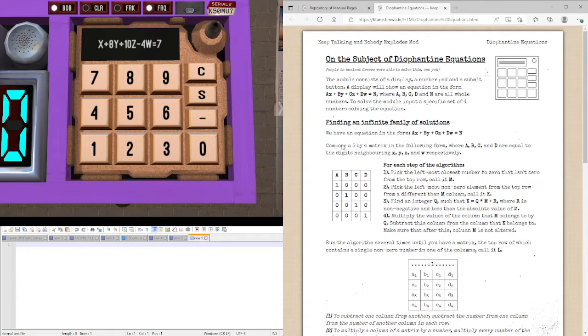So let's first set up what it asks us here. We have this matrix underneath: A, B, C, and D being the coefficients here for X, Y, Z, and W, and it includes the negative signs. So X is actually a coefficient of 1. So we have 8, 10, and negative 4.